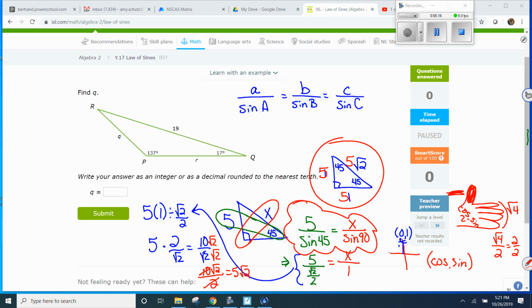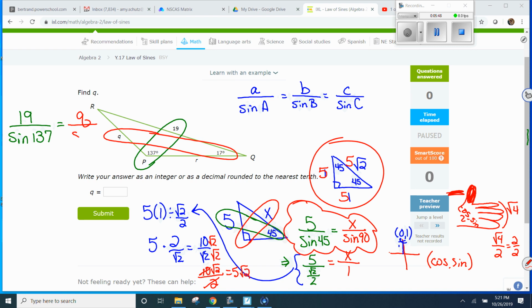If I look at this particular example that they have given to me, and I want to solve, I'm going to look for the pair, which the pair is going to be 19 and the angle measure of 137. You have to have a pair. If you don't have a pair, then you need to resort to the law of cosines. So I have a pair here. I have 19 over the sine of 137, and that's equal to the other pair that they are looking for, or what they want is q. So it's a side length of q over the sine of 17.